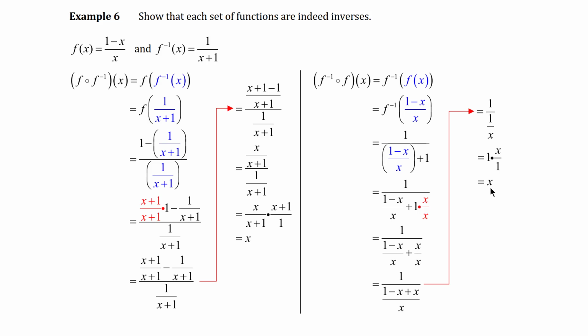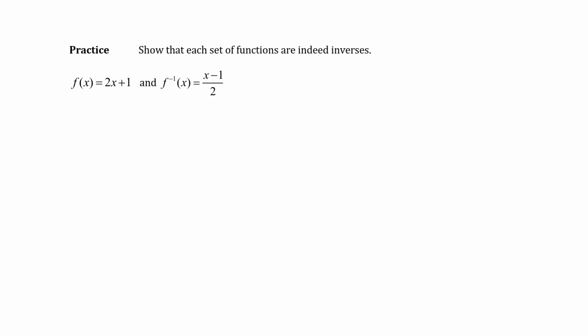Okay, so after simplifying both compositions, the result was x. This shows that both functions f of x and f inverse of x are indeed inverses. Next, we have a practice problem. Show that each set of functions are indeed inverses. We have f of x equals 2x plus 1, and f inverse of x is equal to (x minus 1) over 2. Alright, so go ahead and pause the video, try out this problem, and then check back with the video to see the solutions.